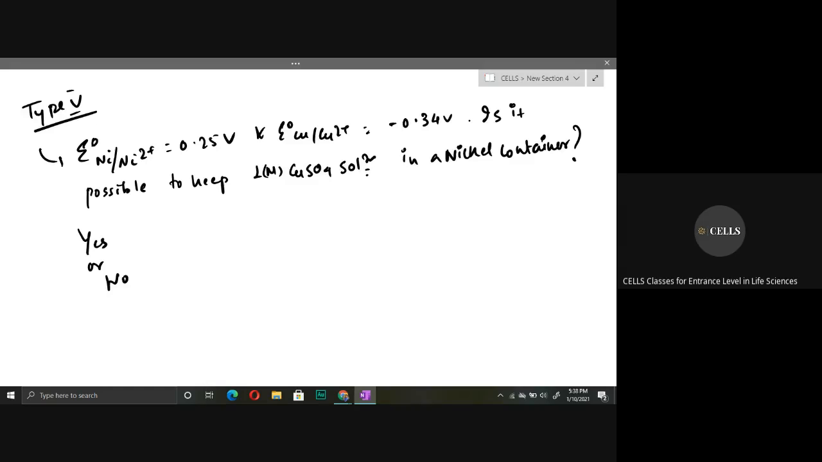You have the two corresponding reduction potentials or oxidation potentials. Calculate the EMF, and if you see the EMF is positive, then the reaction will occur. So as the reaction will occur, it is not possible to keep this CuSO4 solution in a nickel container. So now tell me, is it possible or not to keep CuSO4 solution in a nickel container? If the reaction will occur, it's not possible. If the reaction does not occur spontaneously, then it is possible to keep. Then what will be the answer?